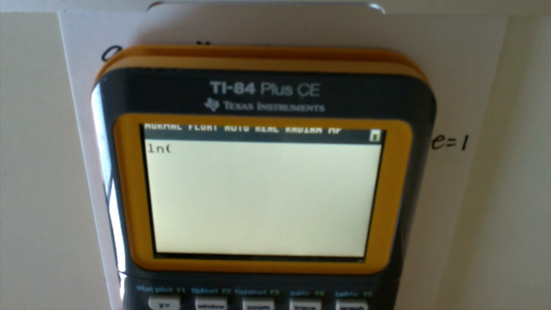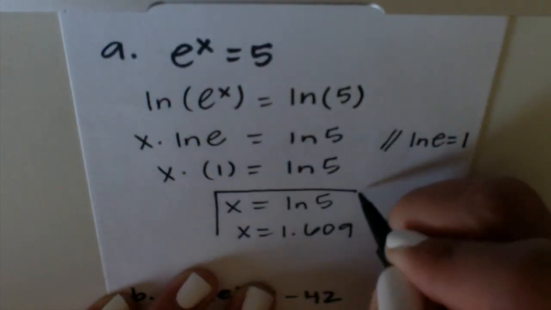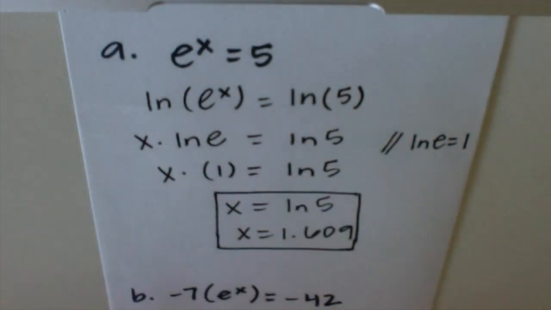And we're going to go ln of 5. And you get 1.609. So you can list your answer as either ln of 5 or the decimal value 1.609.